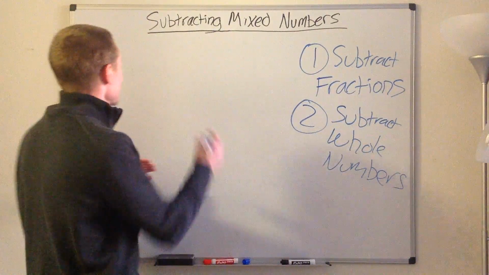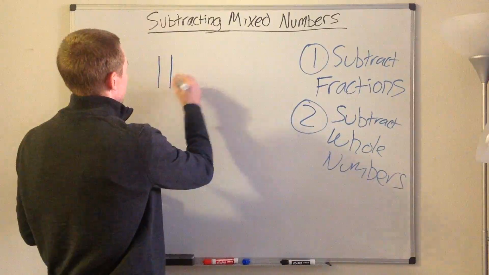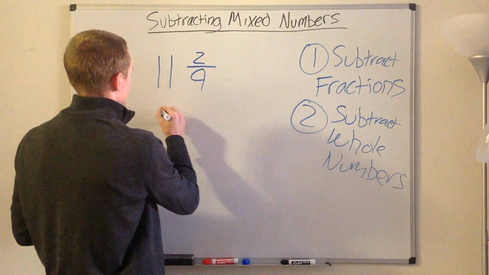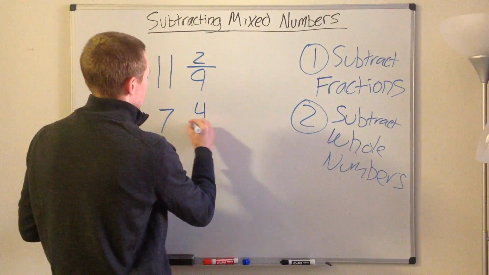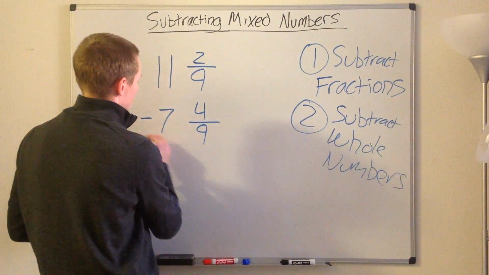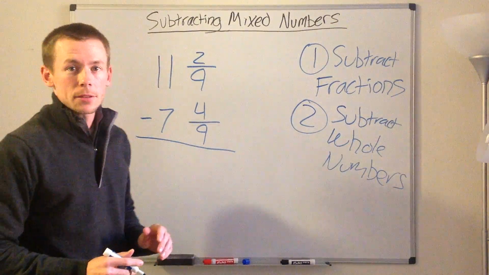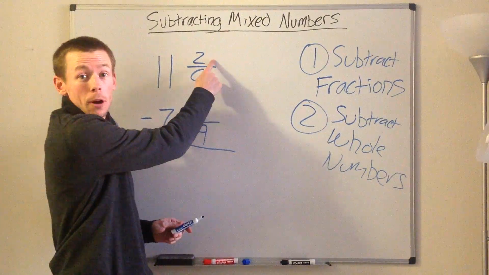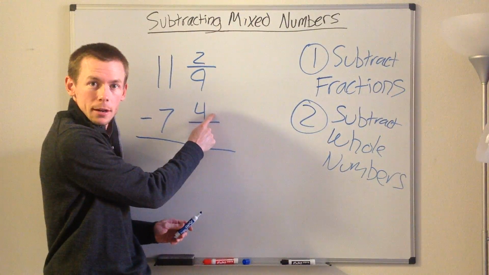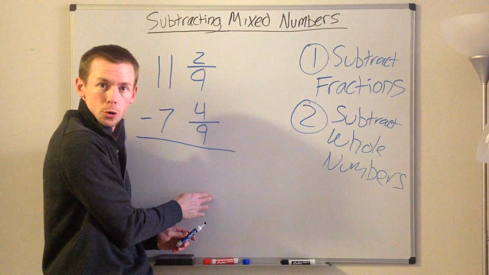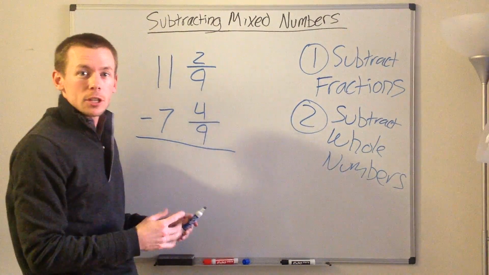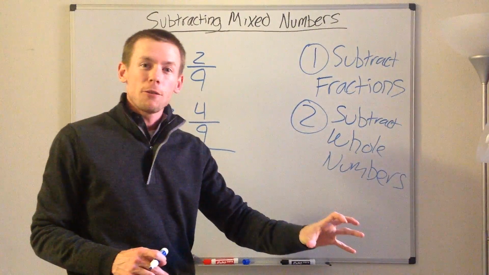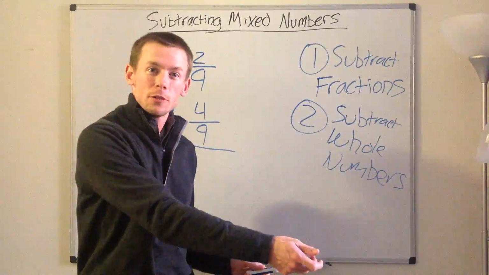Okay, let's look at 11 2/9 minus 7 4/9. Now, if the 4 were up here and the 2 were down here, then we'd just do 4 minus 2 and get 2. But unfortunately, in this case, we have the 2 up here and the 4 down here, so we can't take 4 objects if I only put 2 of them on the table.